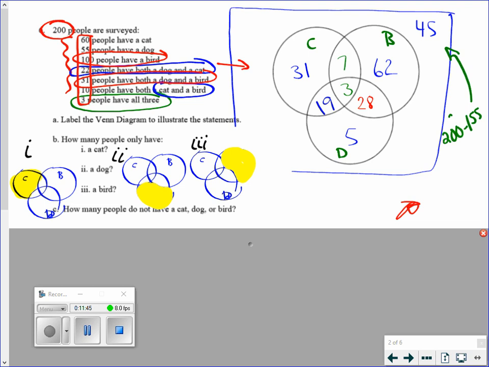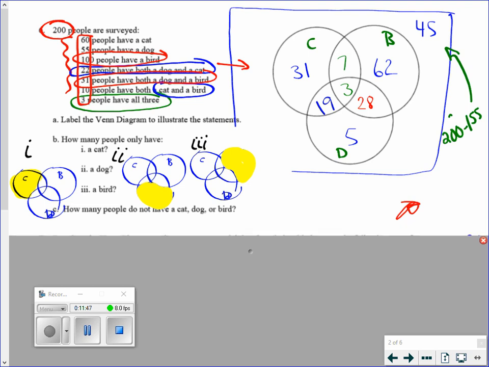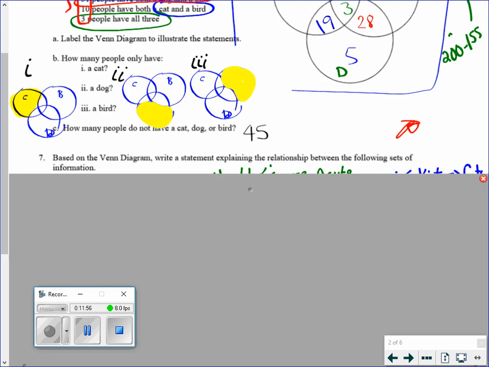Let's move on. So it asked how many people don't have a cat, right? So that's going to be that 45 up there. All right, try your hand at this next one and come back and check your work.